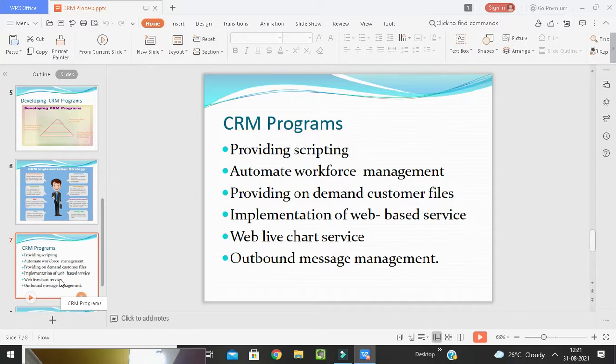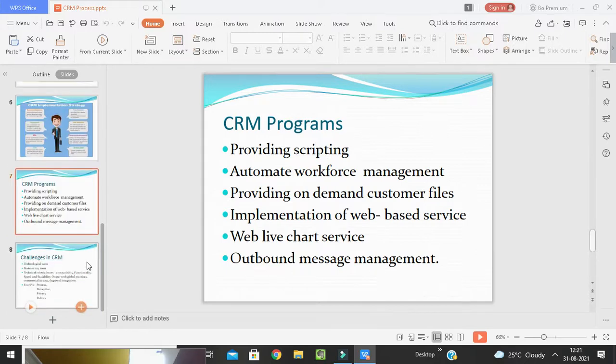Now, outbound message management. This is used for smooth and healthy functioning of its operations. That means CRM can function smoothly in future, because of that we have CRM programs.